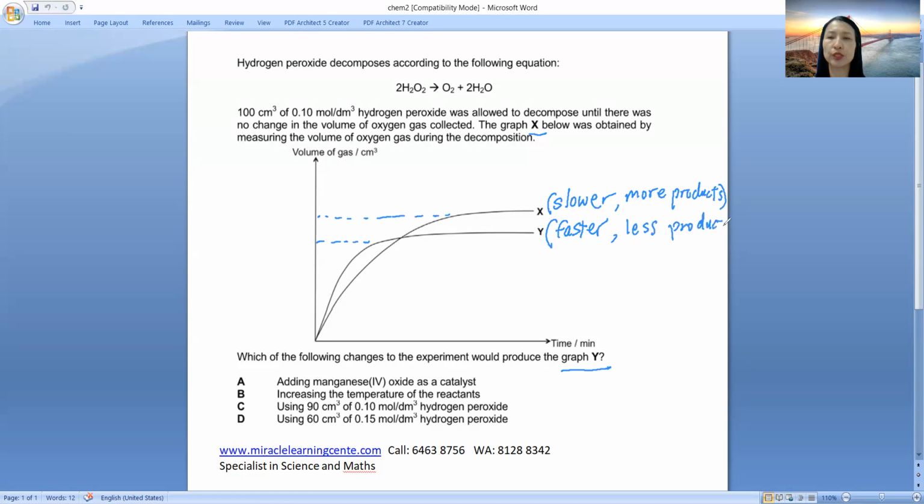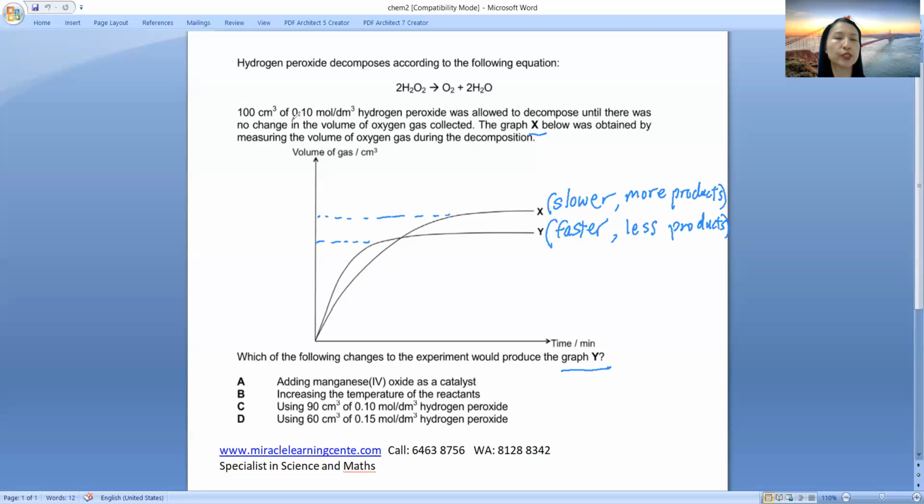So remember, when you're doing speed questions, you need to take into account the speed, which is faster, which is slower, and the amount of products formed, which produces more and which produces less. So what determines the speed of the reaction? The speed of reaction is determined by the 5 factors: your concentration, surface area, pressure, temperature, and catalyst. But in this question, we have concentration and volume.